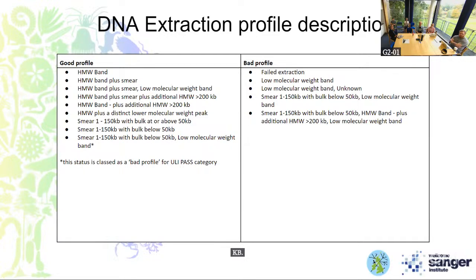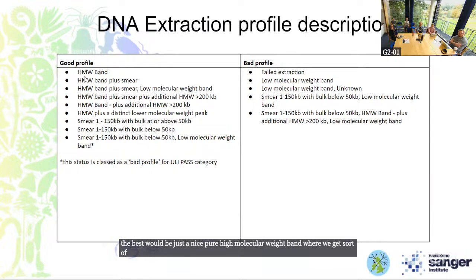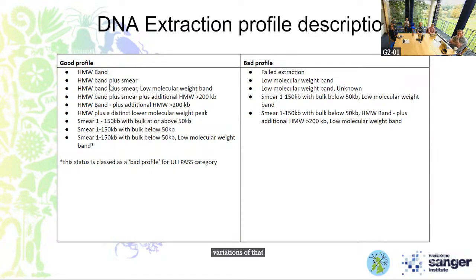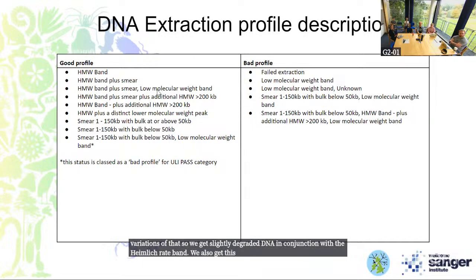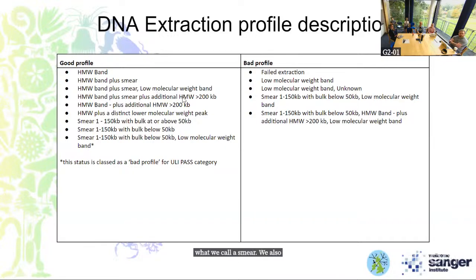So for DNA extractions, we've grouped sort of femto profiles into good and bad profiles. So obviously, the best would be just a nice pure high molecular weight band, but we get sort of variations of that. So we get slightly degraded DNA in conjunction with a high molecular weight band. We also get this, what we call a smear. We also get smears with low molecular weight bands.